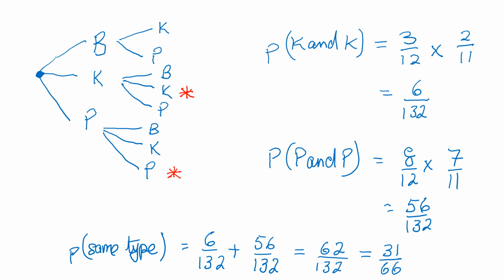Sometimes with probability, it's best not to simplify the fraction until you get to the end, because you might find that one will cancel, the other one doesn't, and then you're trying to add very awkward fractions. So leave the cancelling of the fraction until the very end.